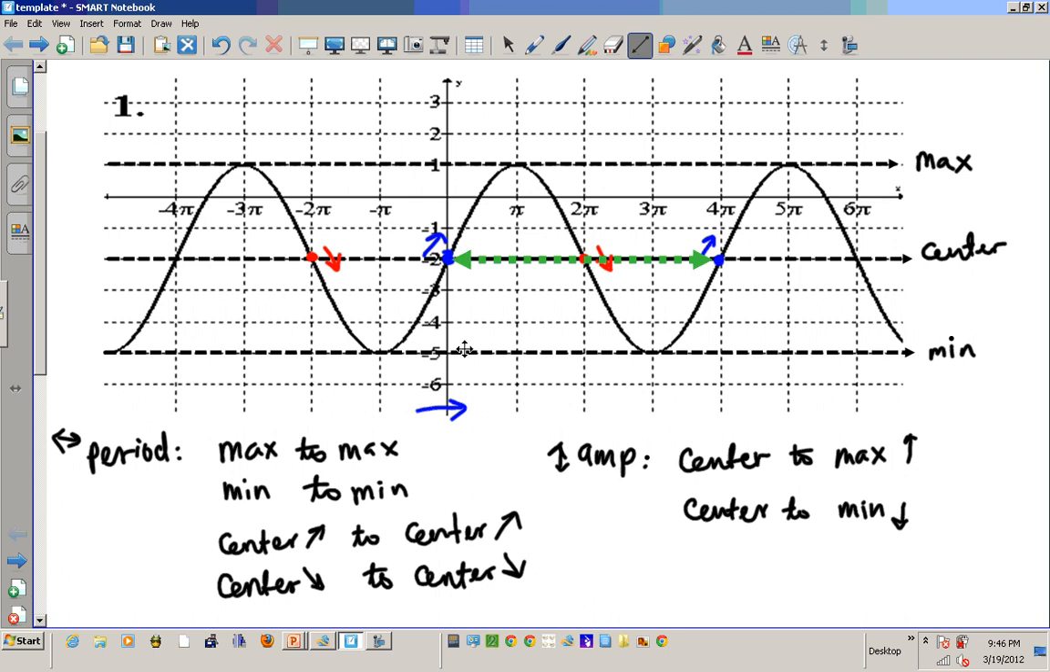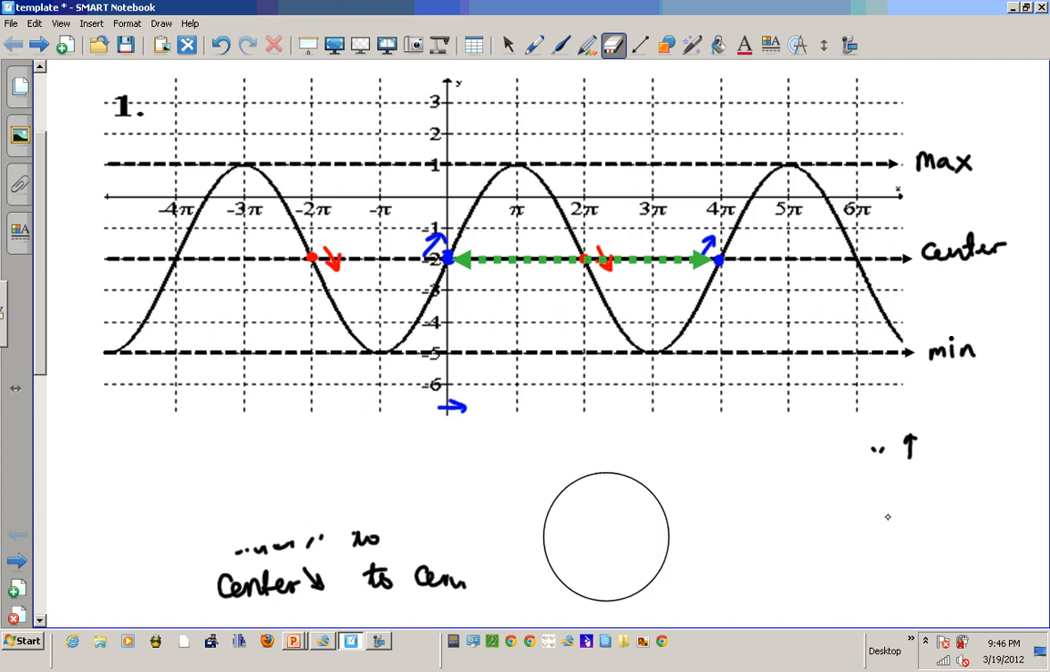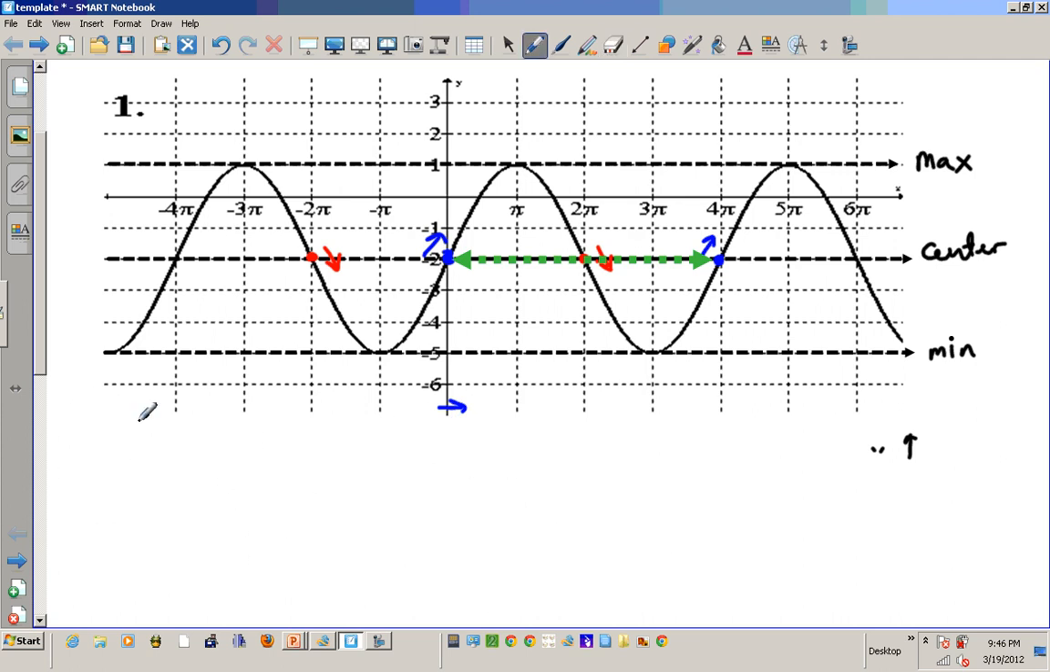If you wanted to use the center going up to center going up, how many units is it from here to here? Look at your x-axis for your calibration. Every tick mark is a pi. So if we do 4 of them, 1, 2, 3, 4, 4 pi, our period in this problem is 4 pi. Okay, so let's write that down. Period is 4 pi.